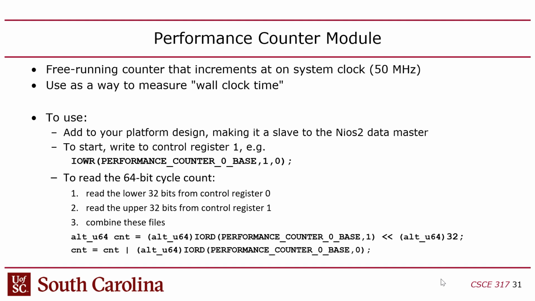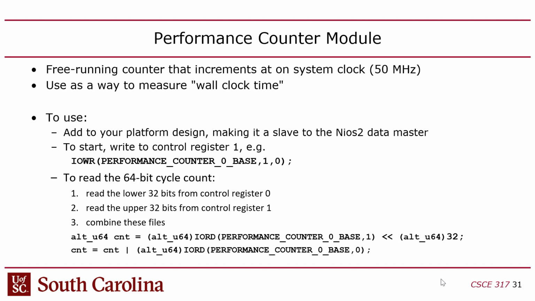So we'll add this, something called a performance counter, which was intended to measure performance, but we're not going to use it for that. We're going to use it as a wall clock, as a time reference for the software. So all you have to do is add it. It's just a module. You add it, you make it a slave on the data master, and then you turn it on with this IO write command, and then you read it with these 2 instructions.